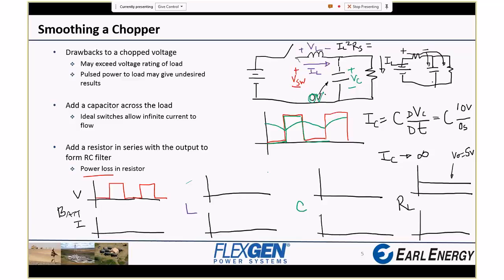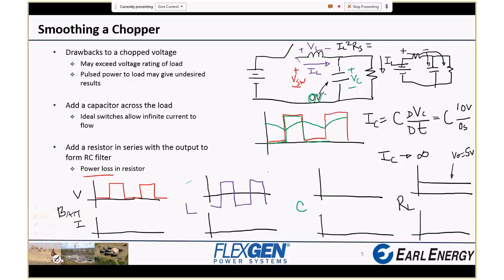Given the assumption that the output voltage is basically fixed at 5 volts, if you take 0 minus 5, you get minus 5 across the inductor. When the switch goes on, you get 10 minus 5, so the inductor voltage goes positive. The scale is a little off here, but forgive me. The inductor voltage is going positive and negative.